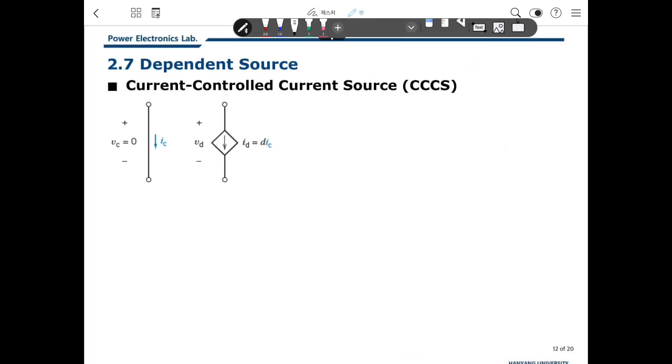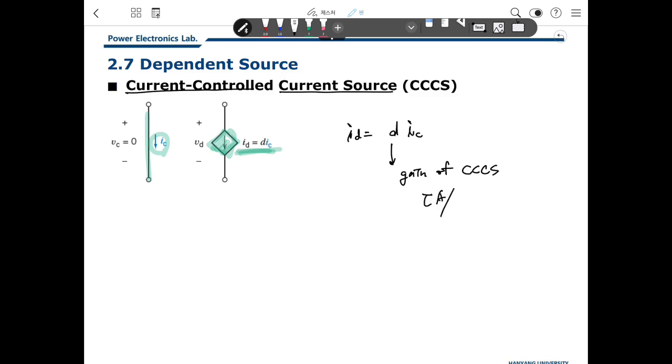Another source is the current controlled current source. Because this is a current source, current is supplied by this source. But how much current flows through the source is determined by the current flowing through another circuit. So ID is determined by another current. This is a gain of that. Let's say this is the gain of the current controlled current source. That is ampere divided by ampere.